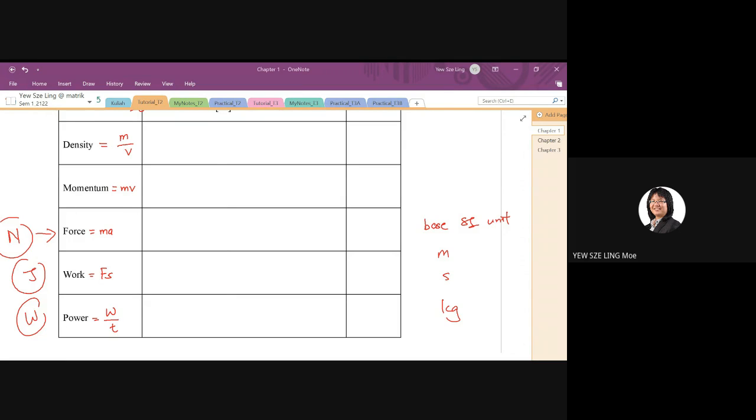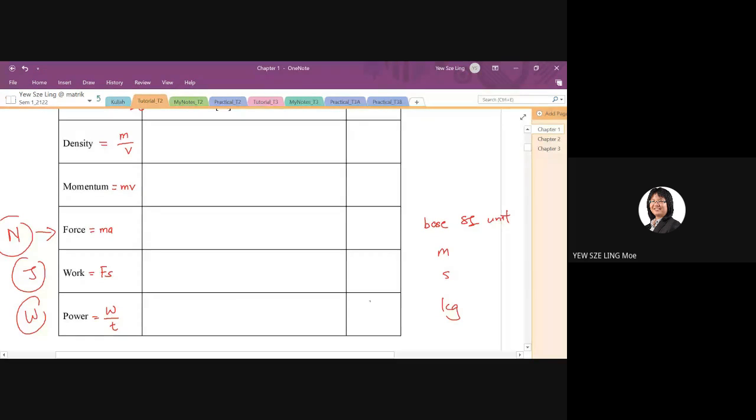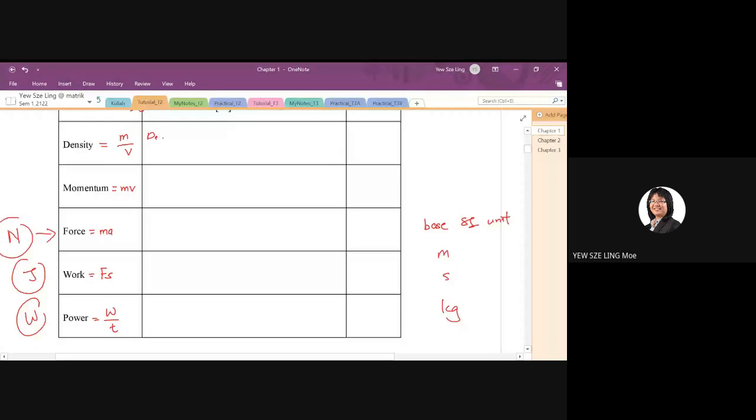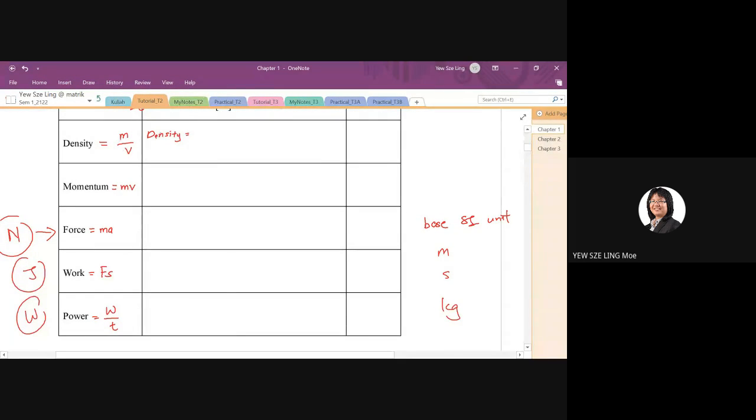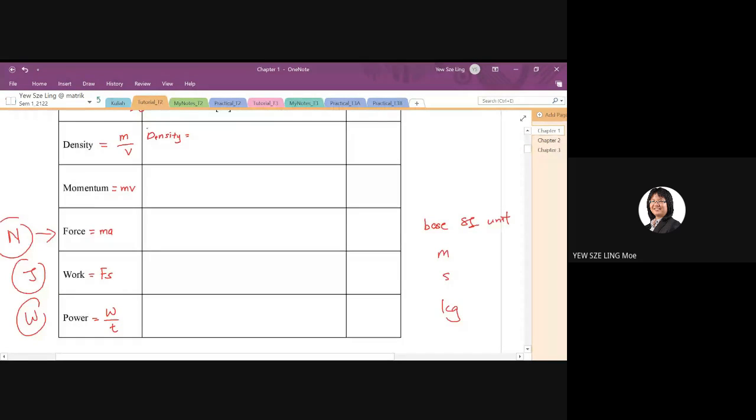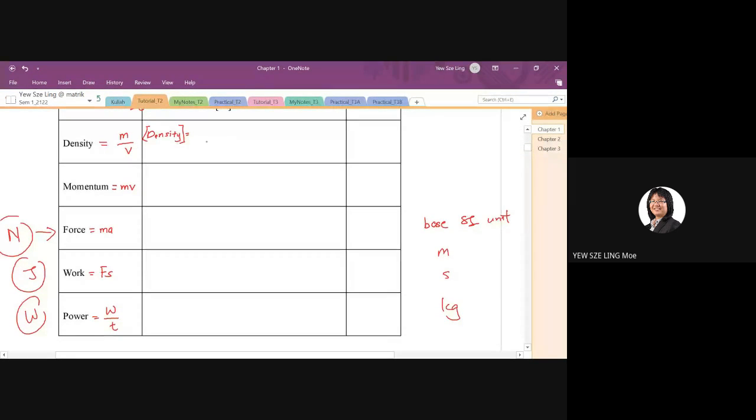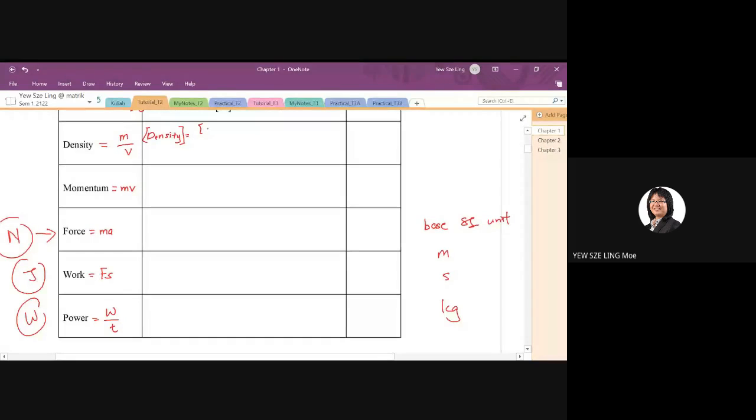So now let us see what is the correct answer, and see whether you wrote it down in the correct way. So density, we have the equation D equals m over V. But now I want to do dimensional analysis, derivation, so I put a square bracket here. Square bracket of density equals m over V.